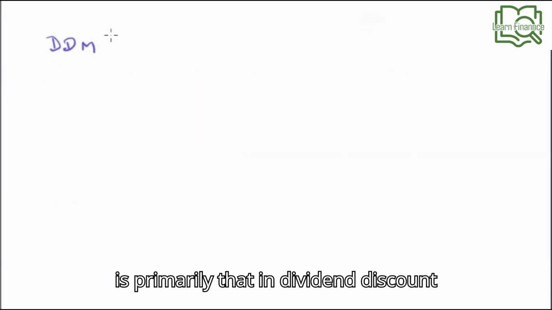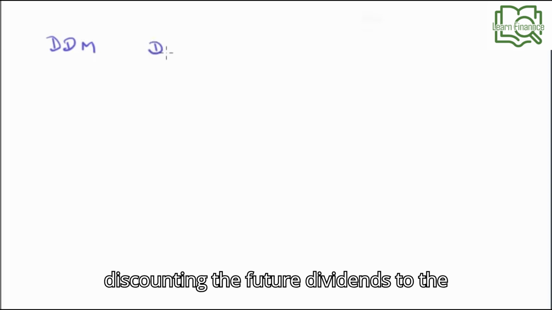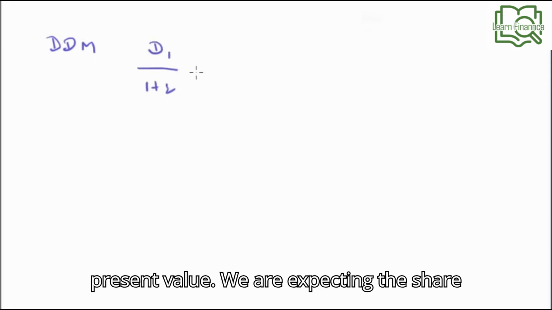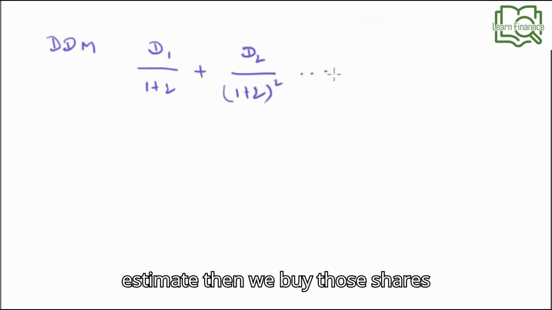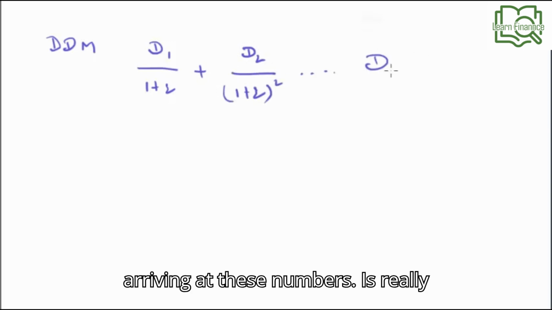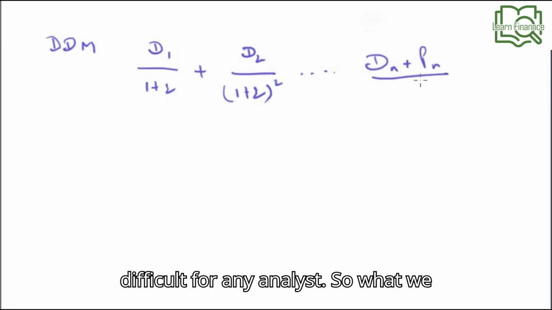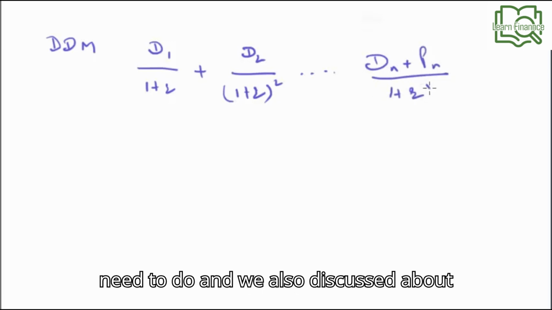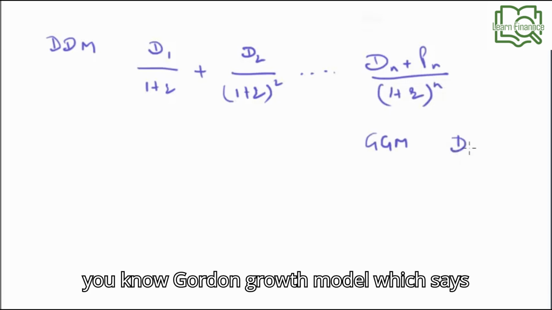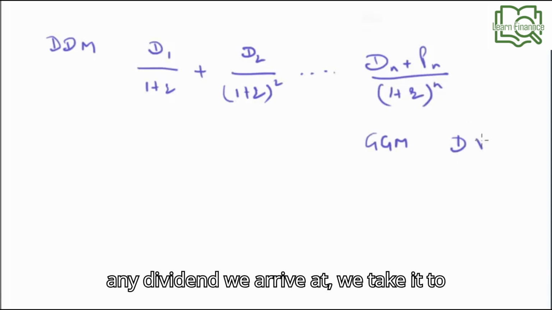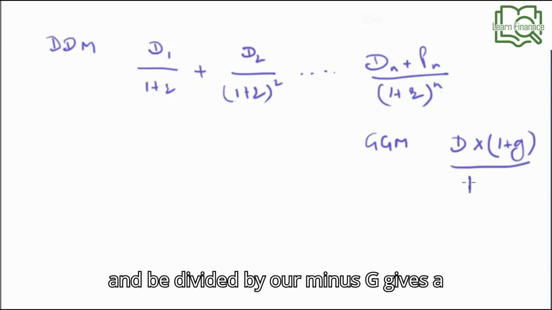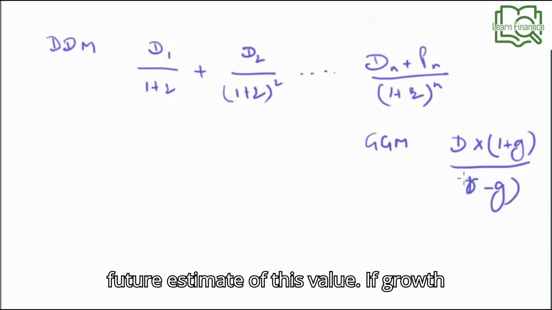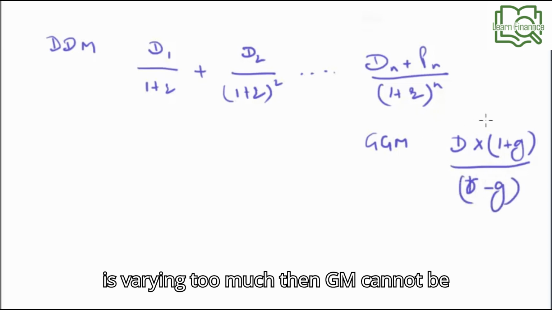So what we have gathered so far is primarily that in the dividend discount model, fundamentally we are discounting the future dividends to the present value. We are expecting the share price to go up based on our present value estimate, then we buy those shares. Arriving at these numbers is really difficult for any analyst. We also discussed the Gordon growth model, which says that any dividend we arrive at, we take it to the next year, the expected dividend in 1 year, divided by R minus G, gives a future estimate of this value. If growth is varying too much, then GGM cannot be applied.